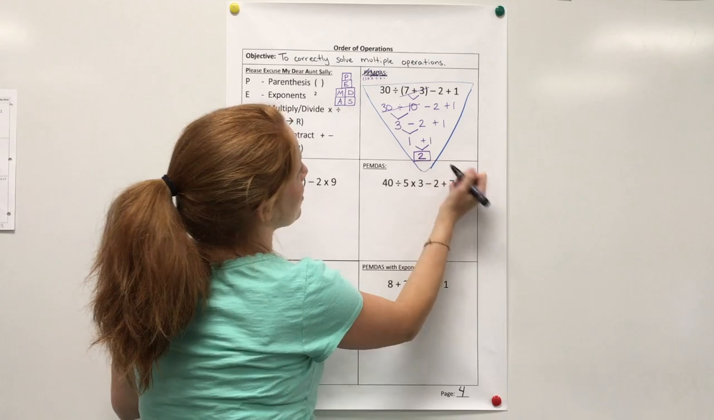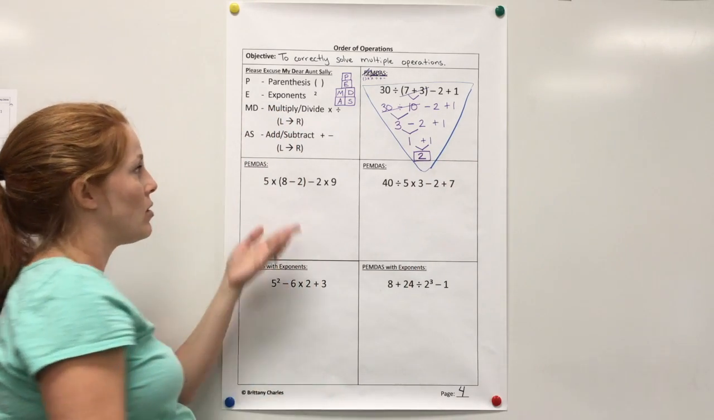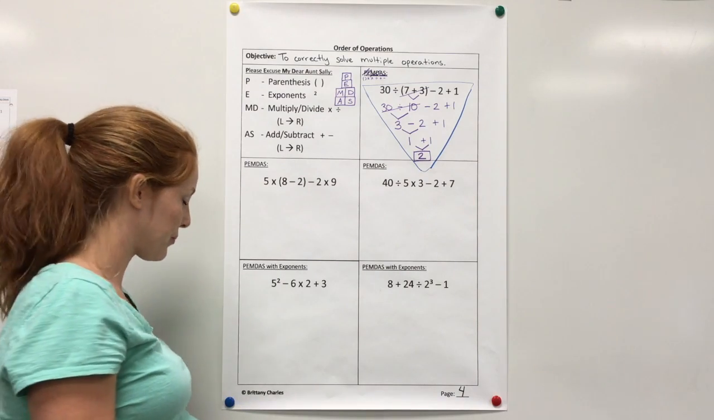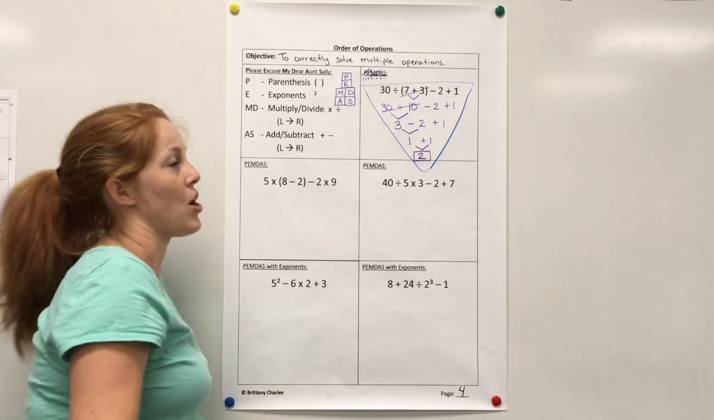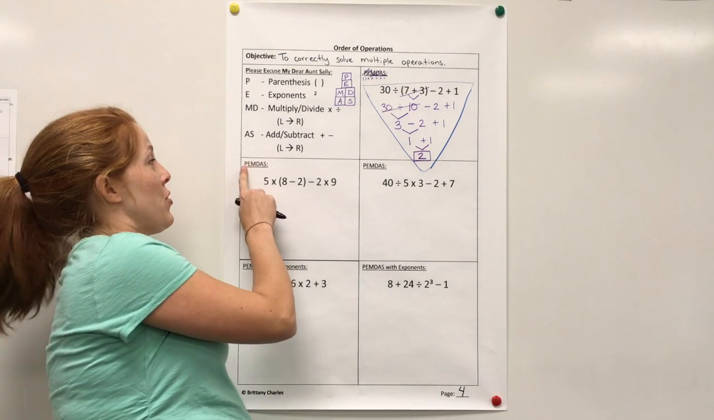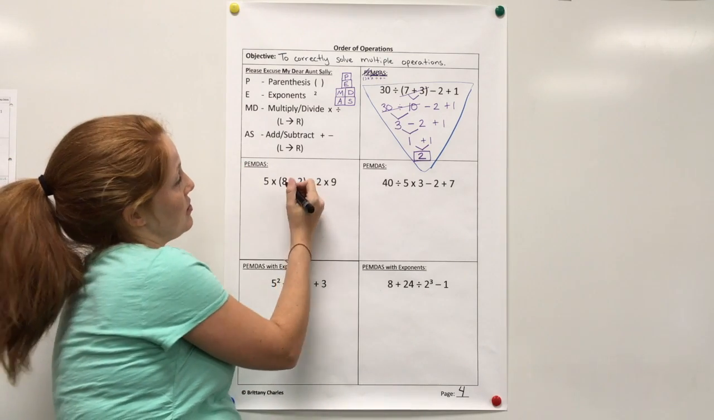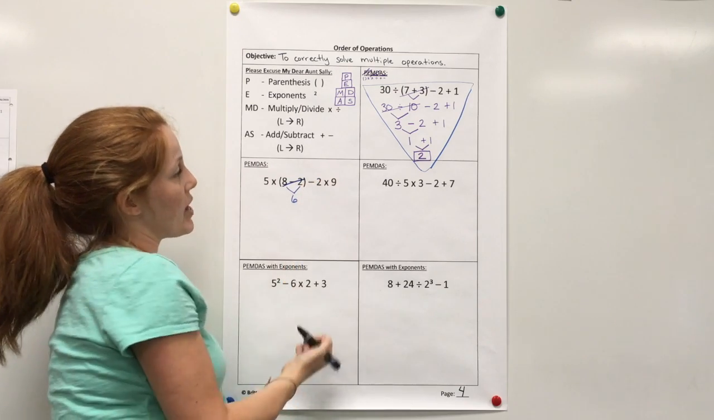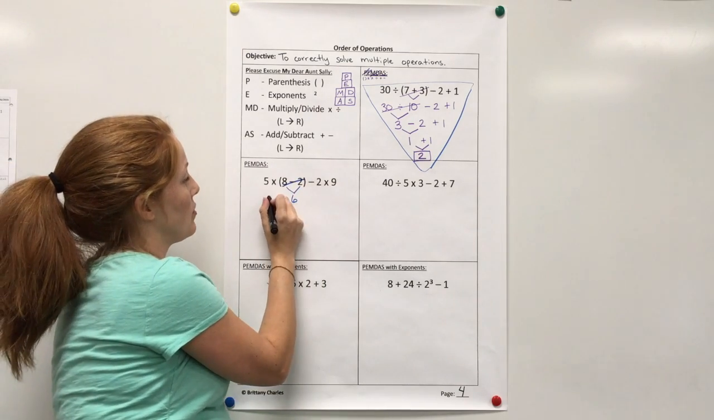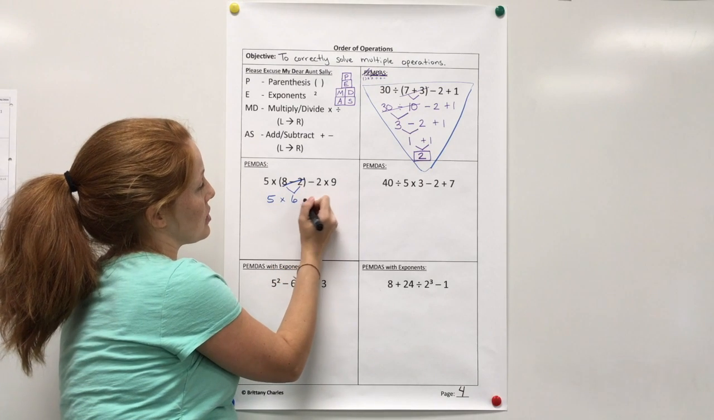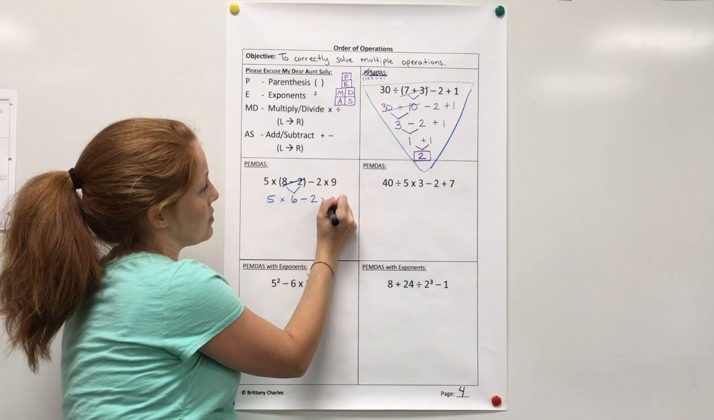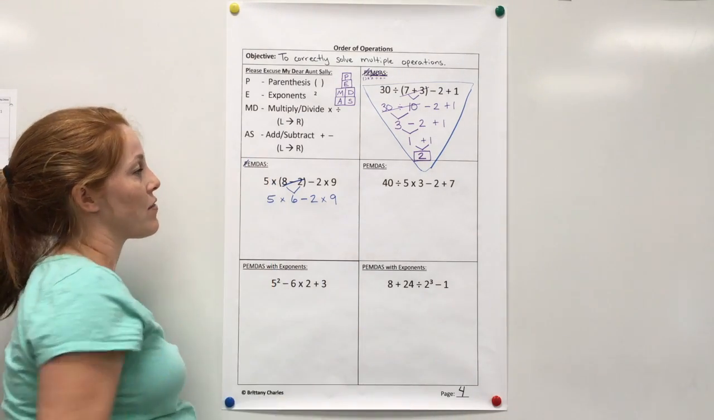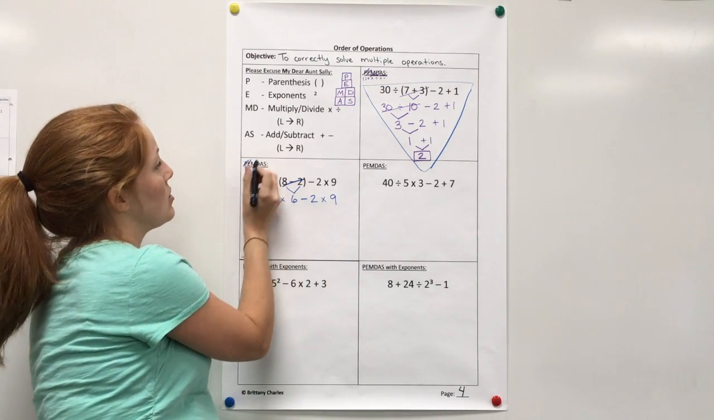All right, okay, so now go ahead and try this one and see how you do. All right, so I'm going to start now. First we have parentheses. 8 minus 2 is 6. This goes away. I bring everything else down. 5 times 6 minus 2 times 9. All right. I do not have exponents, so I'm going to cross that out.